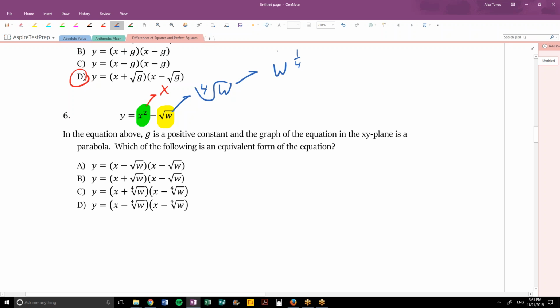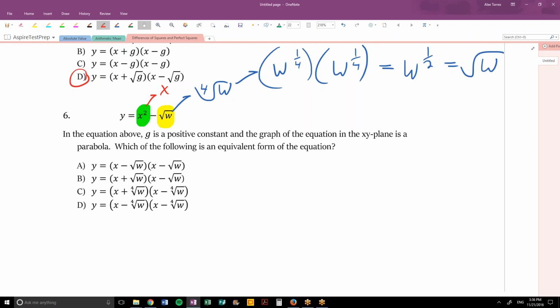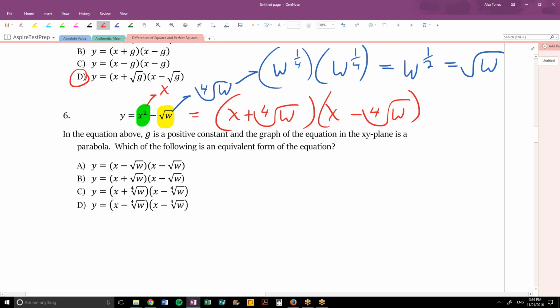Because the fourth root of w can be rewritten as w to the 1/4 power, right? If I square that, I have w to the 1/4 times w to the 1/4. And if I'm squaring it, which is what we're doing here, you actually are adding the exponents, so you get w to the 1/2, which is the same as the square root of w. So we just proved that the fourth root of w is the square root of the square root of w. So to factor this, it's the square root of the first plus the square root of the second, the square root of the first minus the square root of the second, and we're done. And that matches choice C.